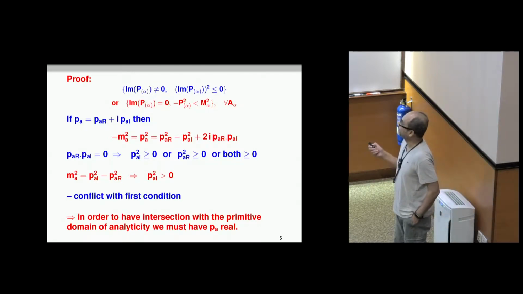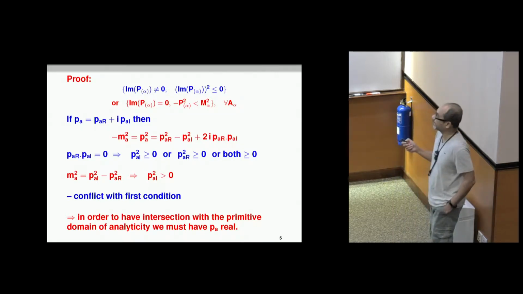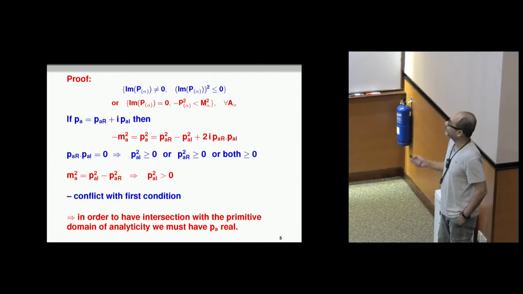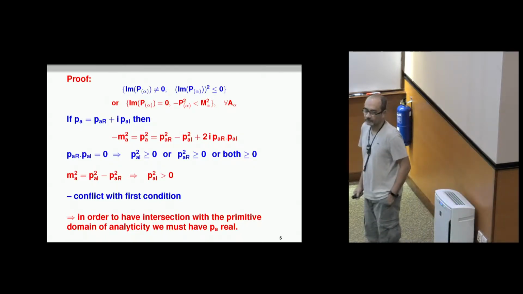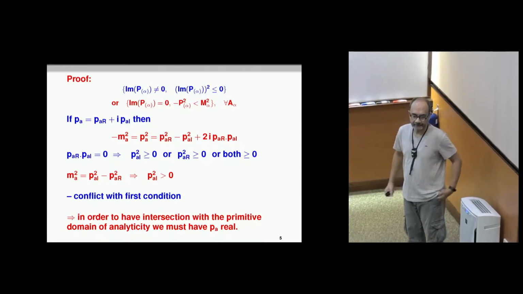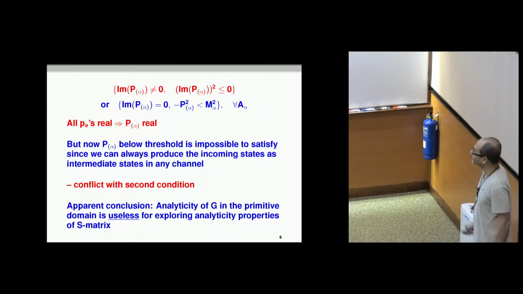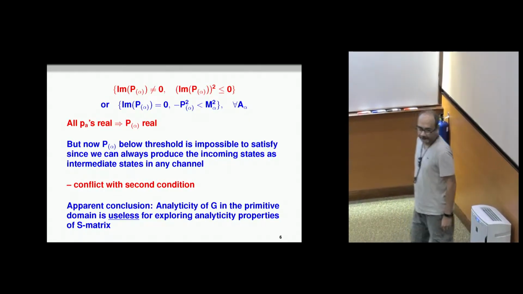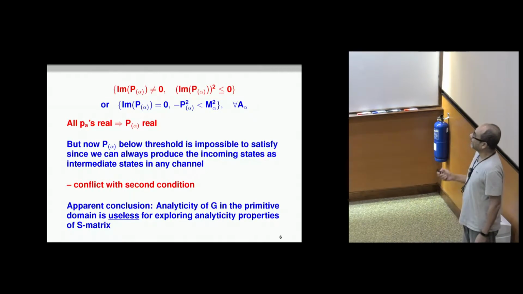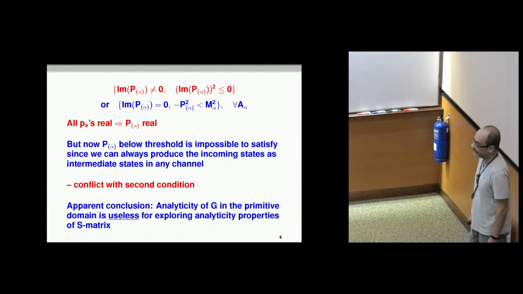This is in contradiction to the first condition, which says that for any subset of the external momenta, the imaginary P_alpha must be time-like. So it's certainly in conflict with this. So that basically means that if we want to intersect this domain, all the P's must be real. I hope this is clear. It's just simple kinematic analysis. But if all the P's are real, then P_alpha is real. But now you see that this is in conflict with the second condition, because if P_alpha is real, then of course imaginary P_alpha is 0.